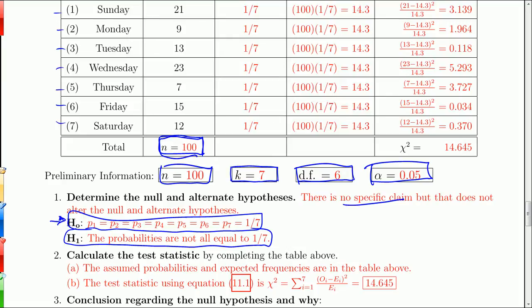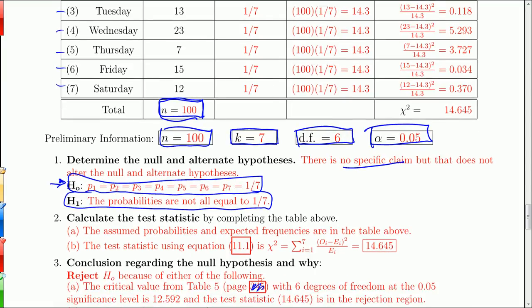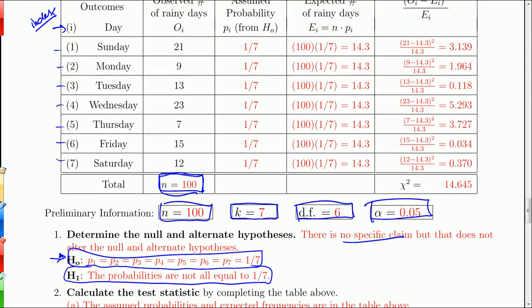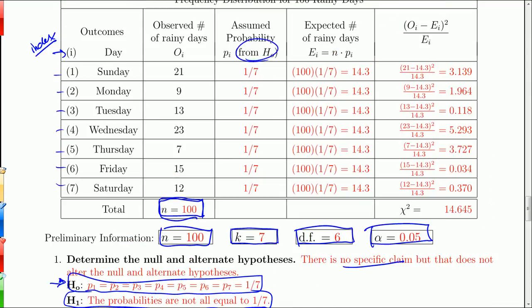Okay, so the assumed probabilities and expected frequencies are in the table. Let's start here. The assumed probabilities from the null hypothesis are all the same. For an even distribution, the probabilities will all be the same, and since there are 7 outcomes, it's 1/7 for each one. So the expected number of rainy days in 100 trials, if the probabilities were all the same, would be n times p sub i, so 14.3.